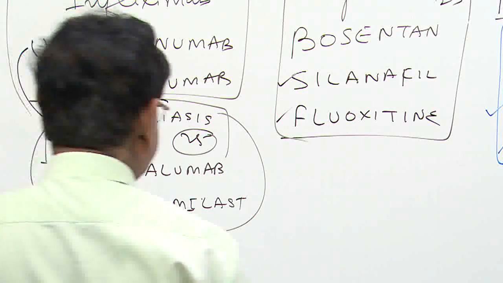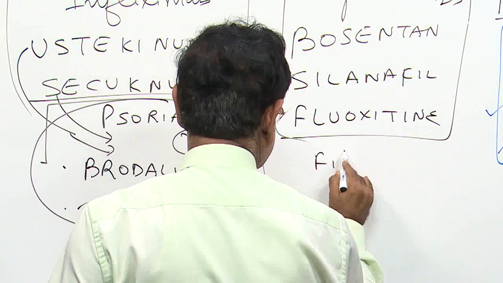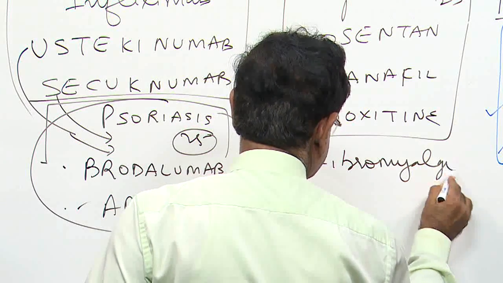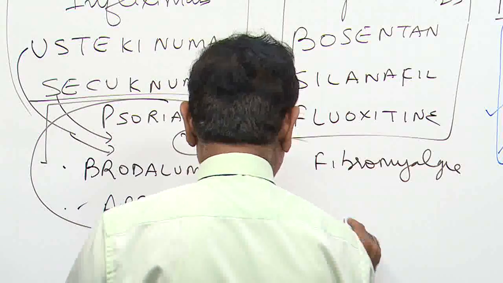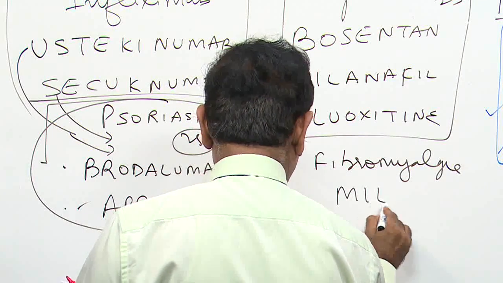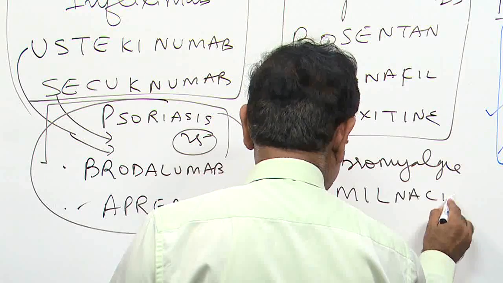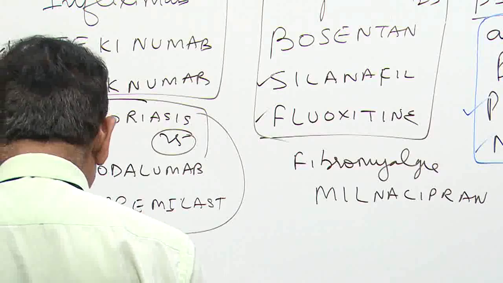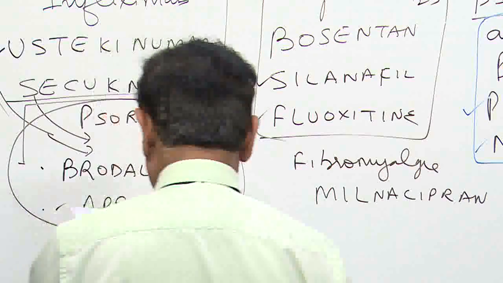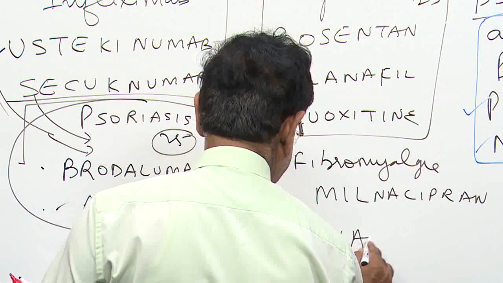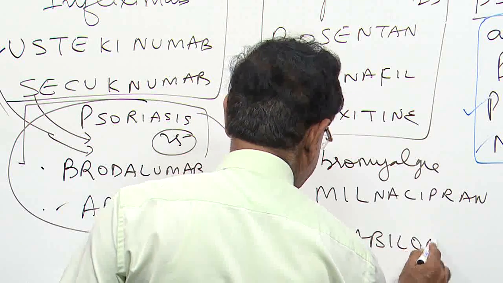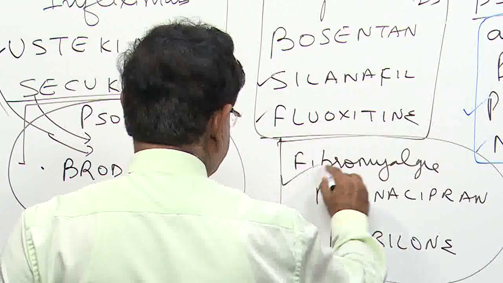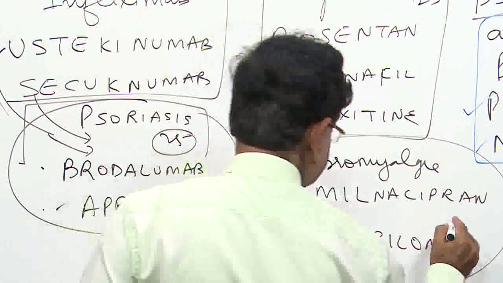In fibromyalgia, the new drug that has come is milnacipran. New drug for fibromyalgia, milnacipran. And for neuropathic pain, we got Nebilon. They are the new drugs. This is for fibromyalgia, this is for neuropathic pains.